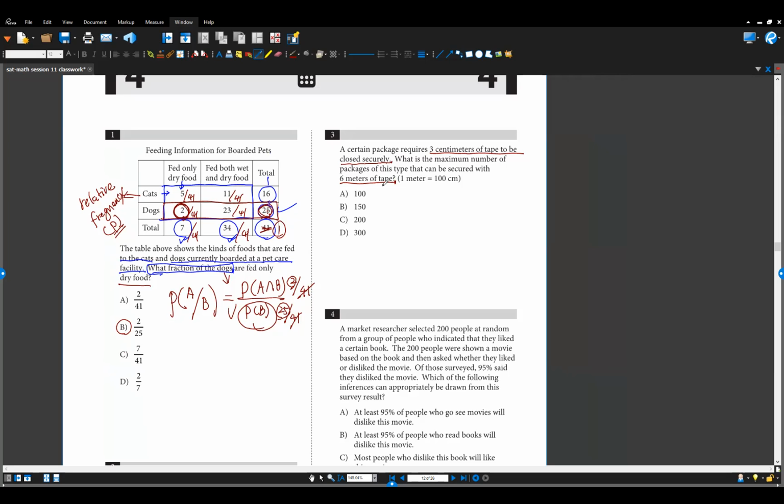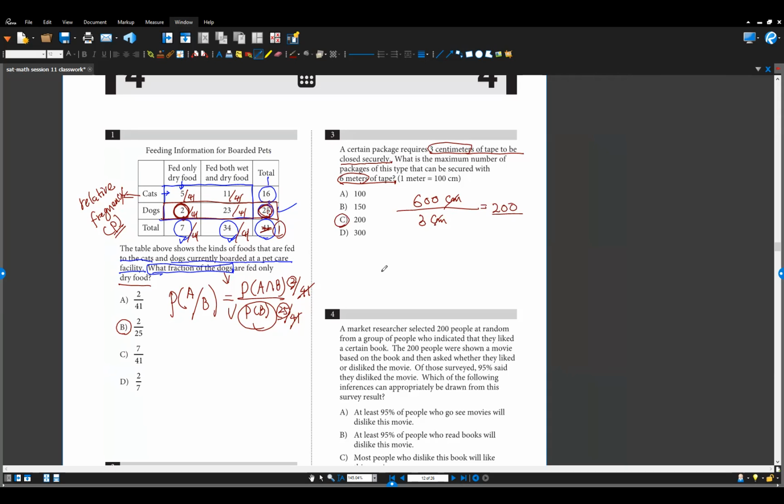But this is a very simple case. We're going to use the same unit. This is centimeters, this is meters. 6 meters is 600 centimeters. So how many 3 centimeter lengths? 200 pieces. Choice C is the answer.